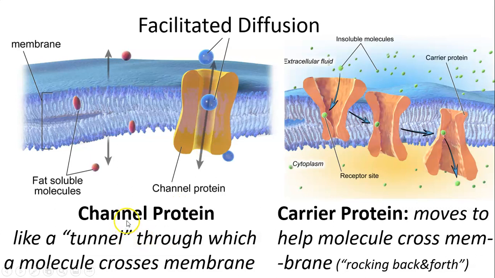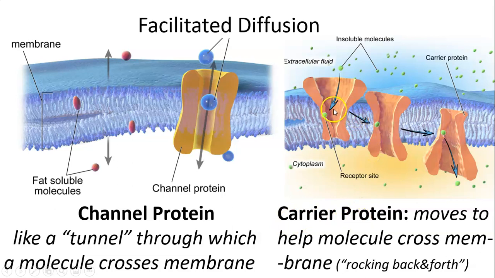The first one is really easy. It has like a tunnel appearance, right? It kind of looks like a tunnel, and it's called a channel protein because it's a channel for things to pass through. This is the way that water, for the most part, travels into the cell, across a channel protein made for water. This is another transport protein called a carrier protein.